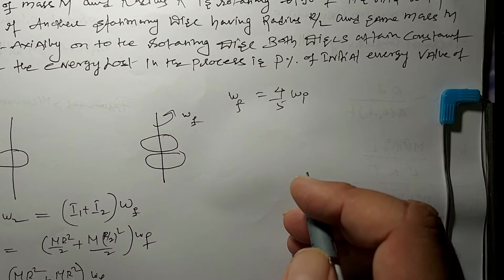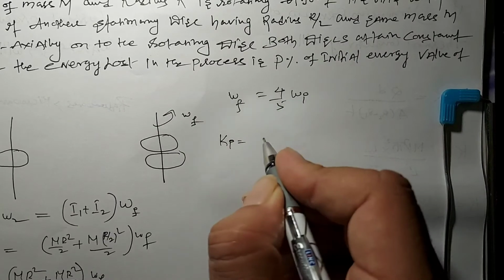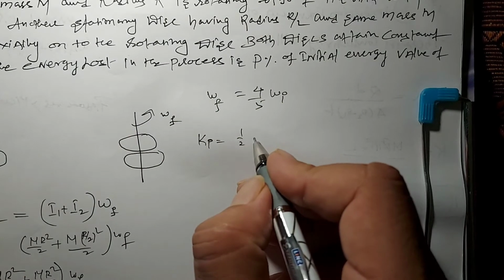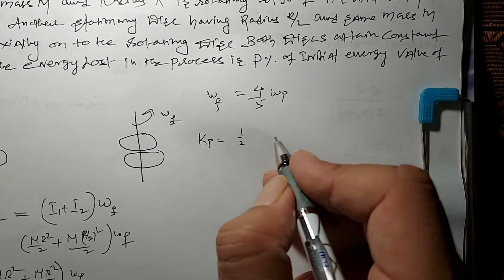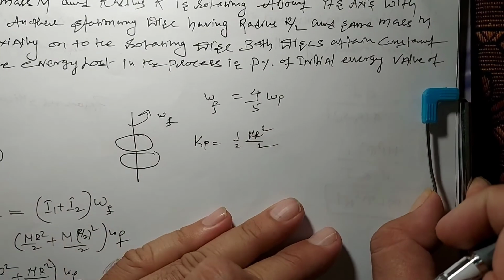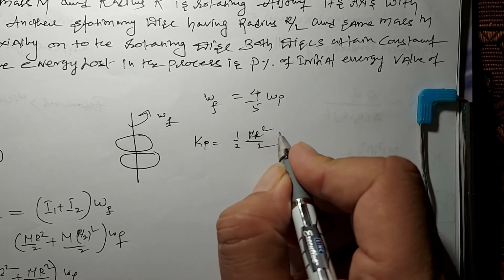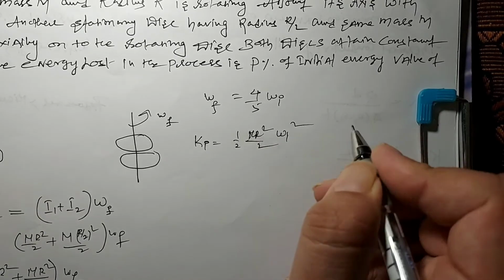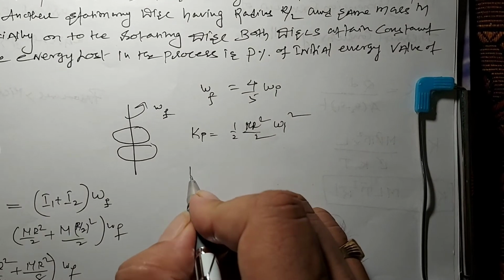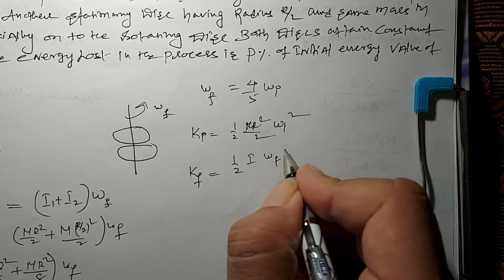So here K initial is equal to how much? K initial is equal to half I omega square. The second disk is not rotating, only the first disk is rotating. So it is mr square by 2 into omega initial square. Right. Now what is the final kinetic energy here? Final kinetic energy is equal to half I into omega f square.